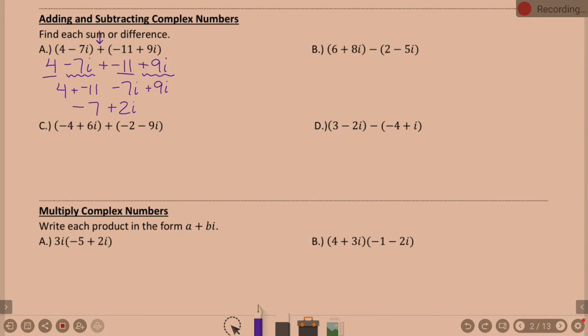What is negative 7 plus 2i? Negative 7 plus 2i is negative 7 plus 2i. Okay? They're not like terms. We can't add them. We leave them in that complex number form of a plus bi. Okay? Did you have to necessarily show all that work for that problem? Not at all. We're just trying to put like terms together.